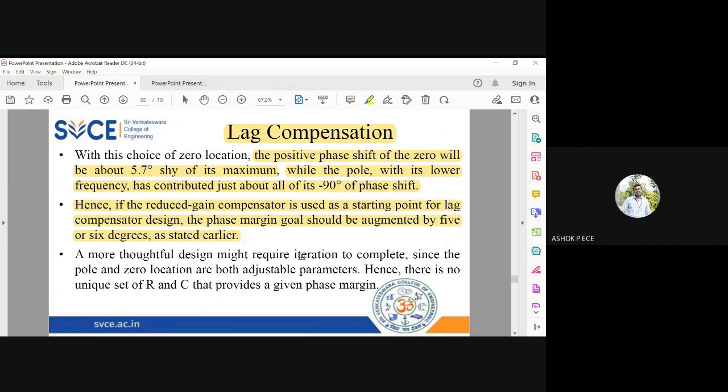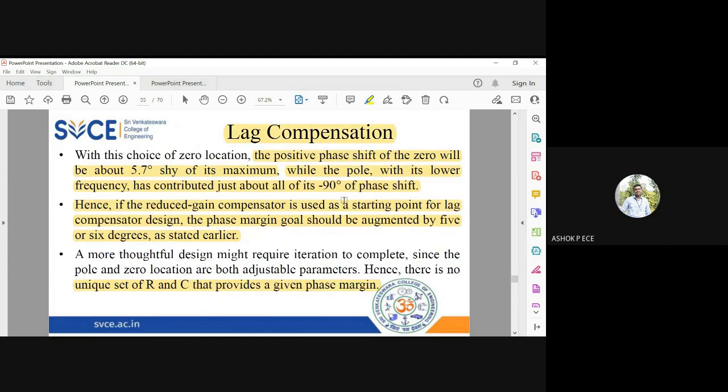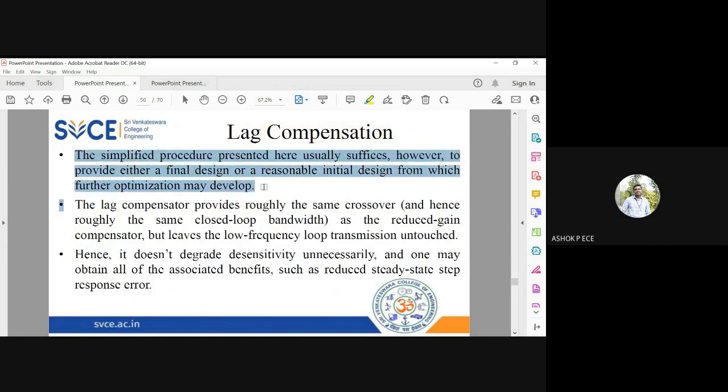So one important way to complete the design is choosing the location of the poles and zero. There is no fixed way to choose the location of the pole and zero, but for a given phase margin, I can clearly find what is the value of R and C I should have for the network. So the simplified procedure is that I have given the formulas. You can use that to decide the values of R and C.